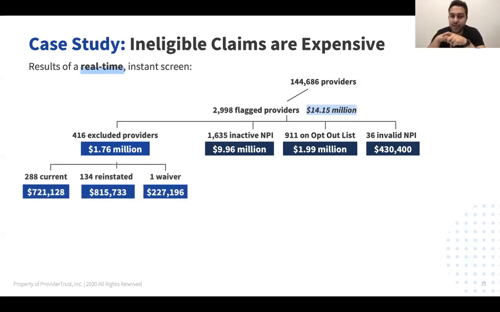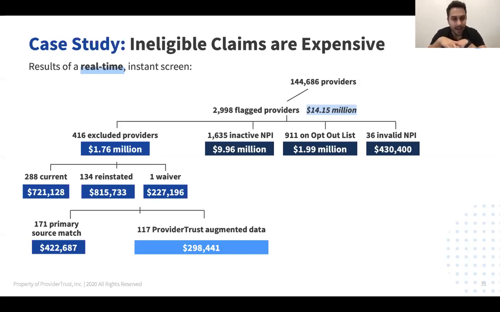The 1,600 were an inactive NPI. We looked for opt-out lists, and we looked for invalid NPIs. These were all paid processed claims that we were able to analyze over a 12-month period. Within the exclusions, it gets back to the root of what Katie was going at before. We looked at current active exclusions, 134 reinstatements and 1 waiver that made up that 1.76 million in claims. Within the current active exclusions, 171 of those were primary source match.